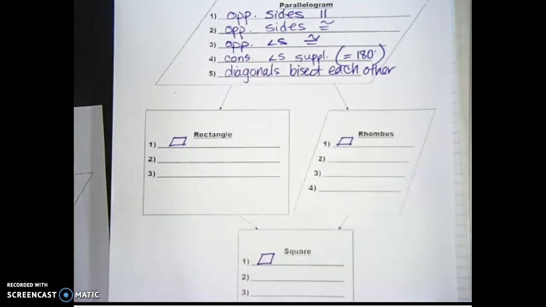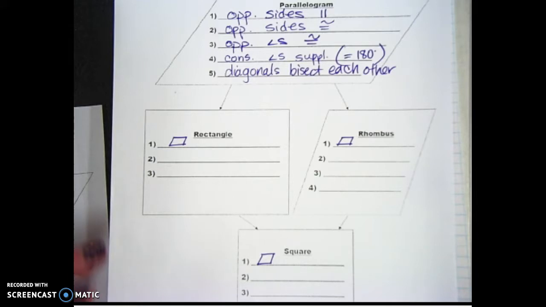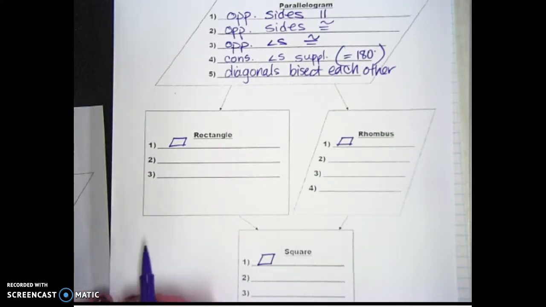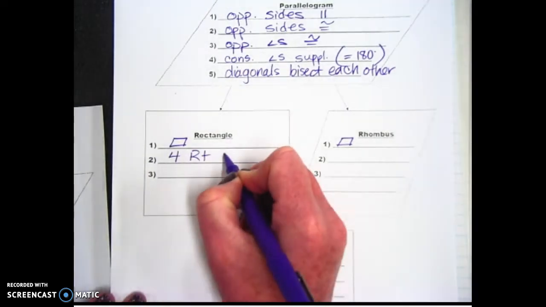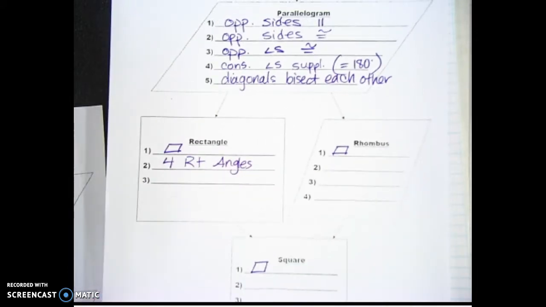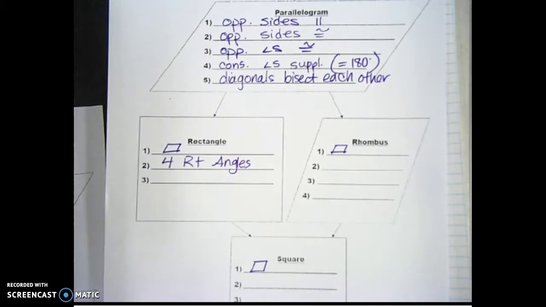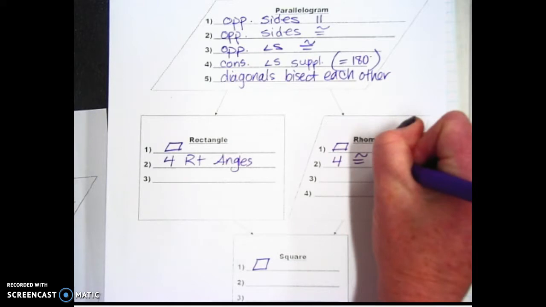Okay? They're all parallelograms. Then they have additional properties because they're so special. The one that we're going to write next is basically their definition. So on a rectangle, you have 4 right angles. That's how many degrees? 90. I think 90. And then on a rhombus, you have 4 congruent sides.